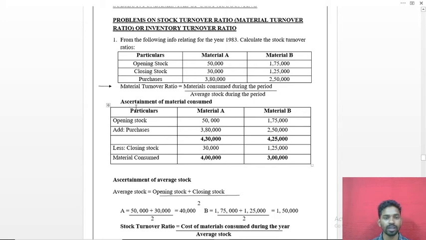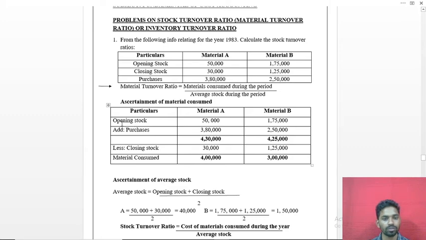Just see here, ascertainment of material consumed. There is a material A column and a material B column. These are the two materials, and we have to calculate them individually. First of all we will calculate the material consumed, to calculate the stock turnover ratio.